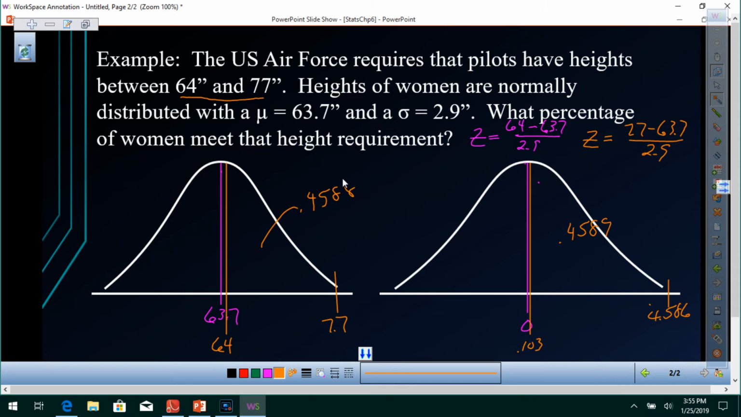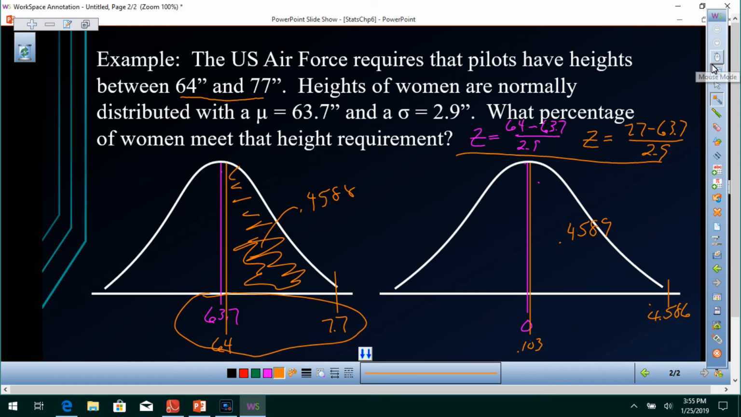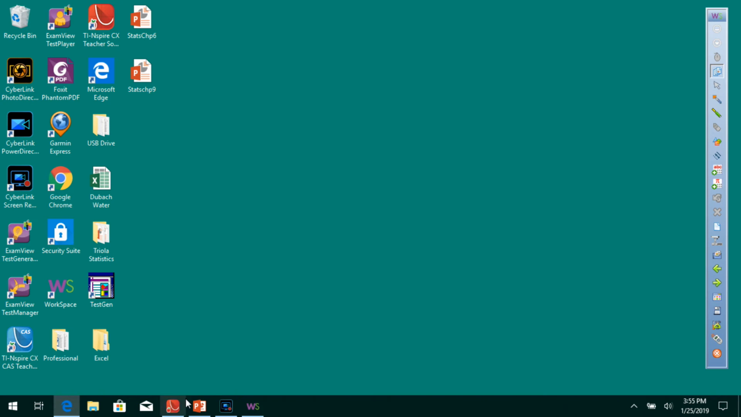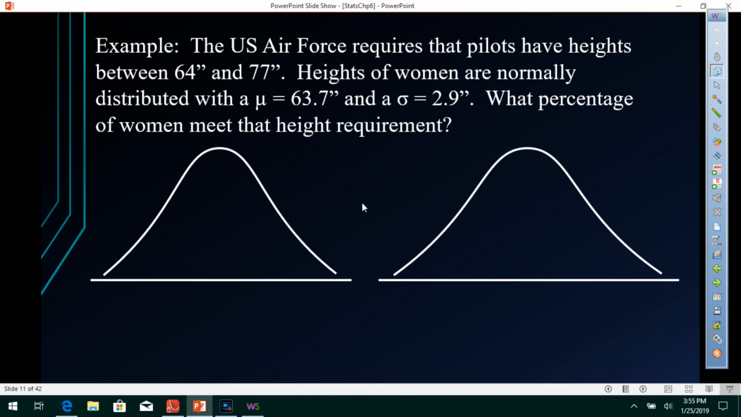So there we go. That's how to find the shaded region in here. I showed you two ways: one, using z-values, and two, just using technology.